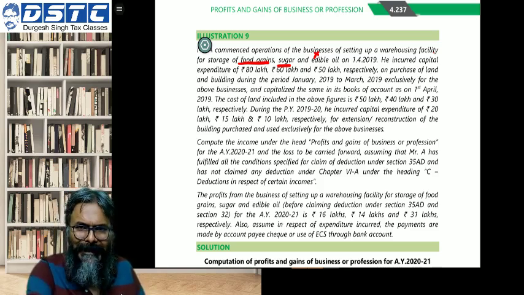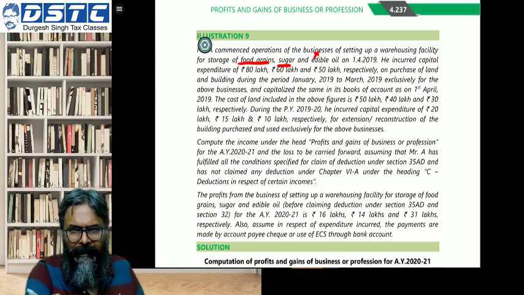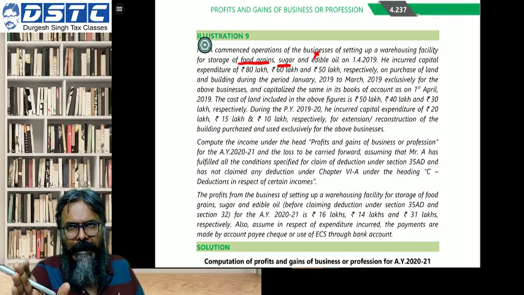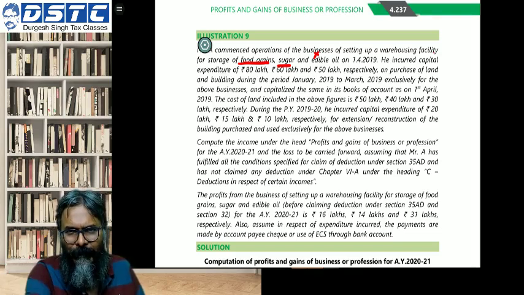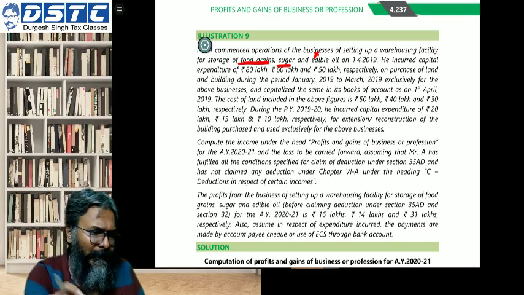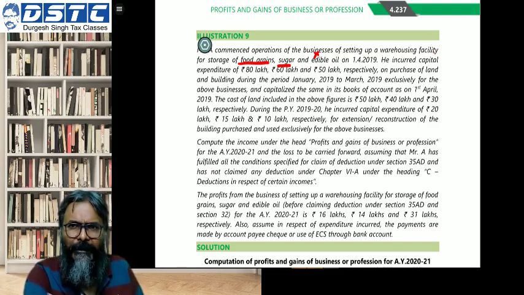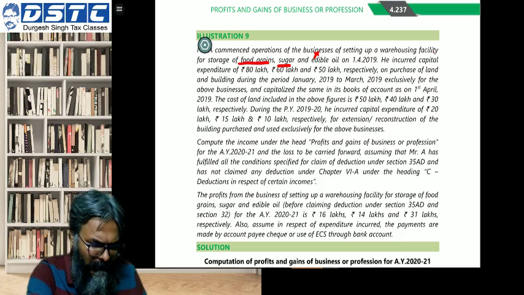So if you don't get deduction under 35 AD in respect of setting up of the plant or the building of the edible oil product, then you will be getting the depreciation allowance. Yes, you will be getting a depreciation allowance because I'm not taking the deduction. So if I'm not taking the deduction, I'll be getting a depreciation allowance.